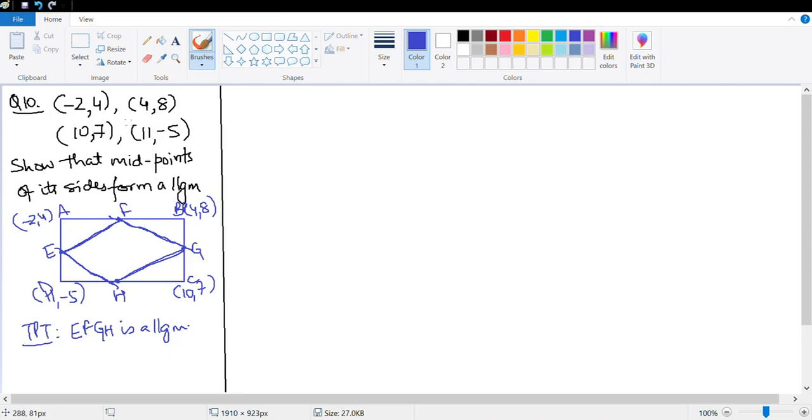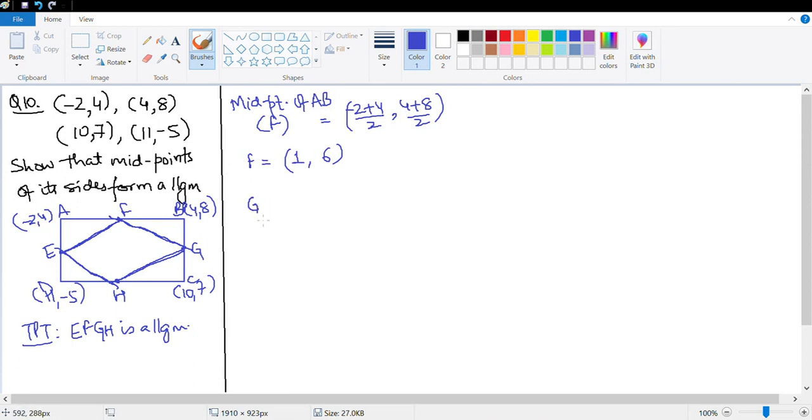So let's find the midpoint of the 4 sides. So midpoint of AB, we are calling it F. This will be equal to, using midpoint formula, (-2 plus 4) upon 2 and (4 plus 8) upon 2. So F will be given as -2 plus 4, that's 2 upon 2, which is 1, and that's 12 upon 2, which means 6. So this is equal to (1, 6).